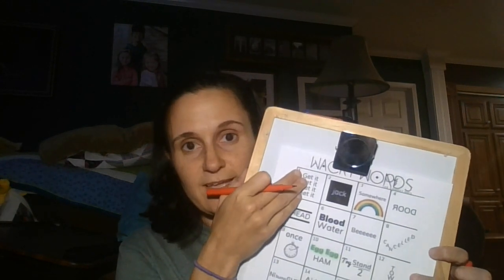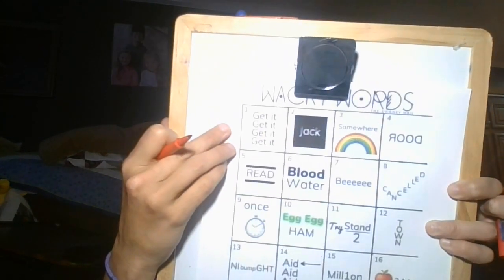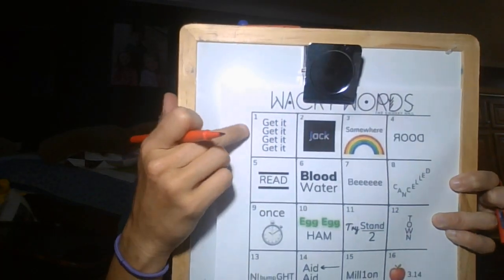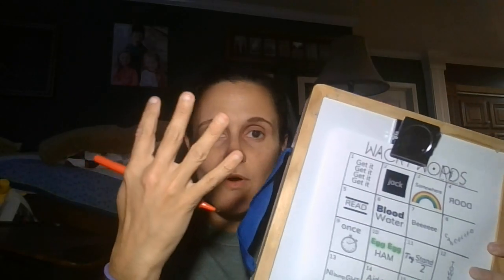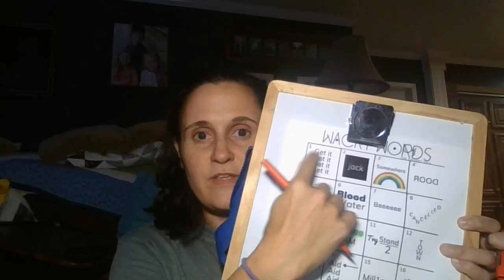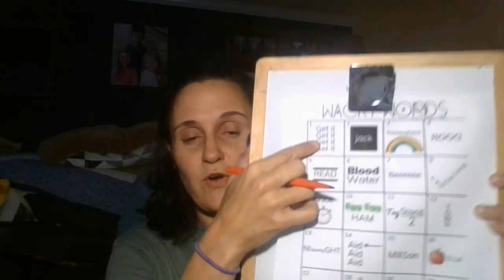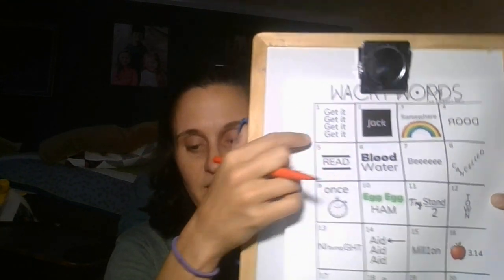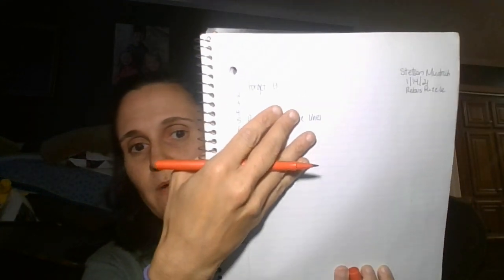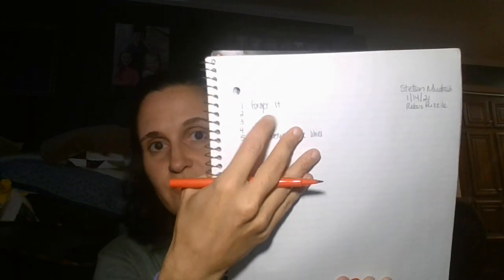It's the word get it. How many times is the word get it written there? 1, 2, 3, 4. There's 4 get its. Forget it. So the phrase there would be forget it because there's 4 get its. So on my paper, next to number 1, I would write forget it. Just the phrase forget it. And that's it. Then I move to the next one.